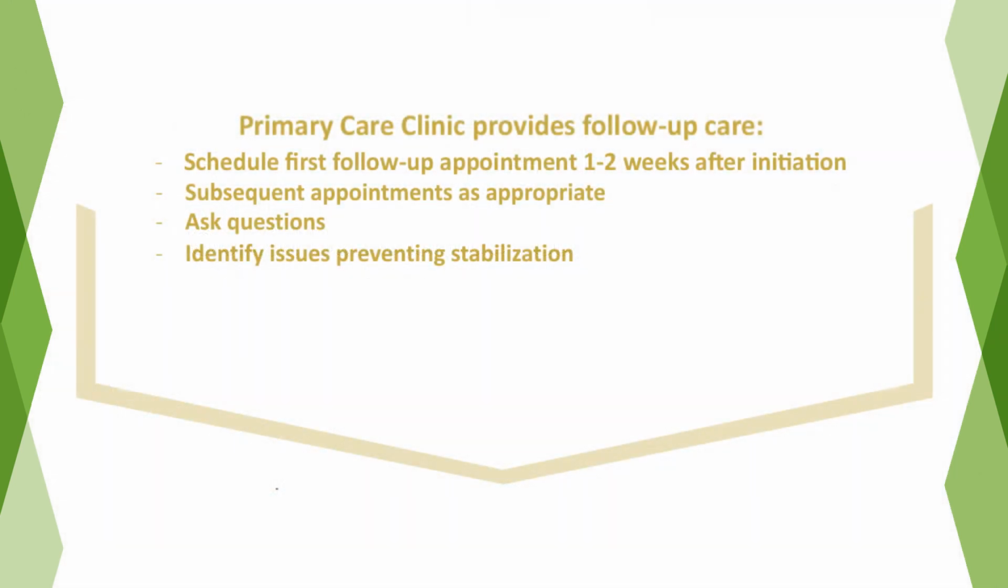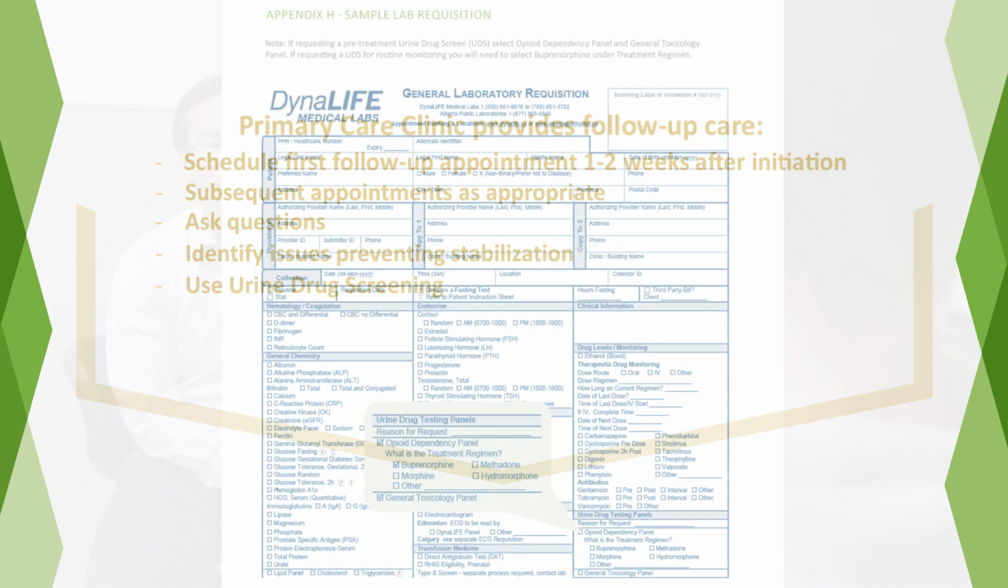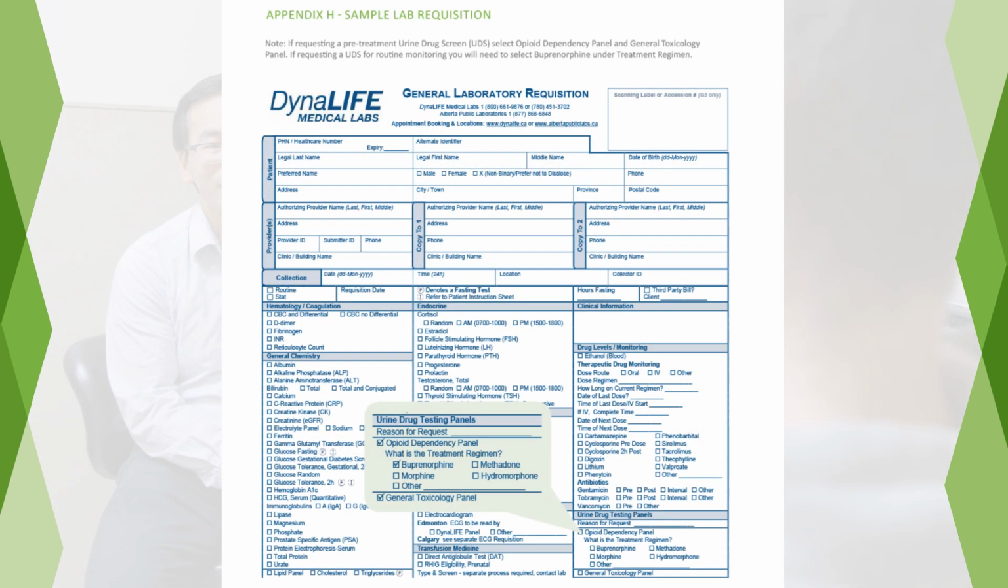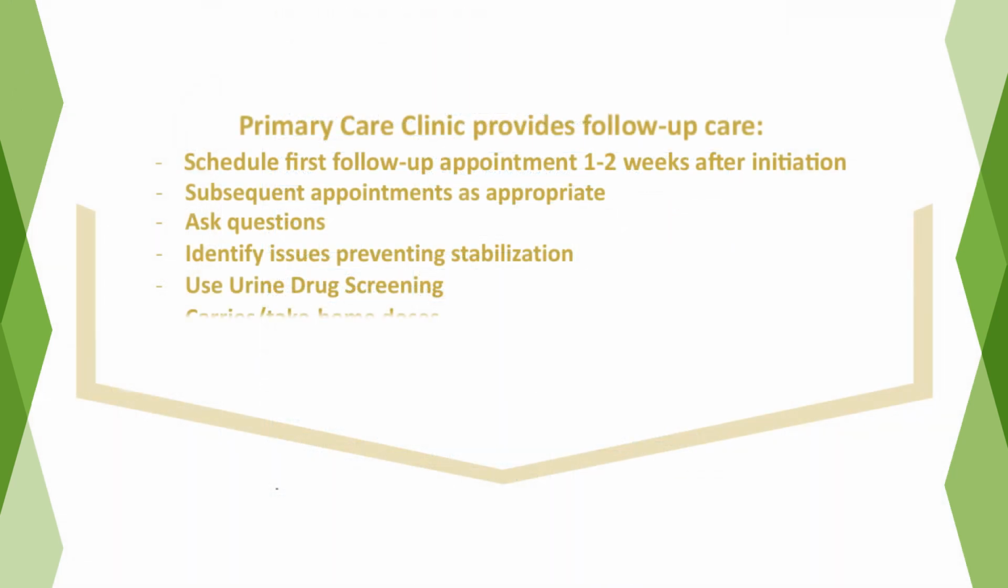Use interval urine drug screening as a routine monitoring tool. This can help to identify any issues that may be impacting stabilization and allows providers to better care for patients. The sample lab requisition in the toolkit identifies the appropriate tests to order. Prescribe carries or take-home doses based on patient stability. Engage psychosocial supports if needed to aid in relapse prevention. Making changes can be challenging, and patients may need additional support to address these difficulties.